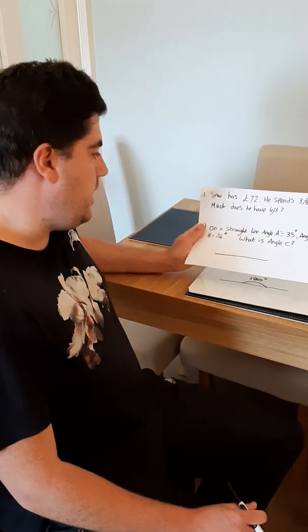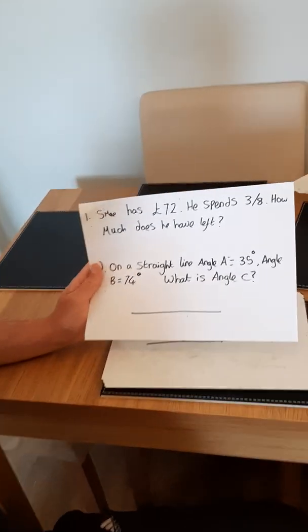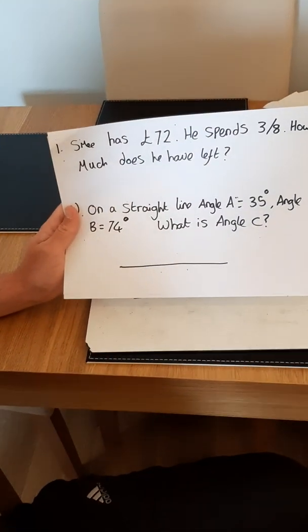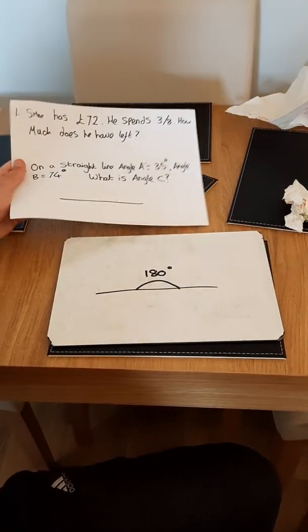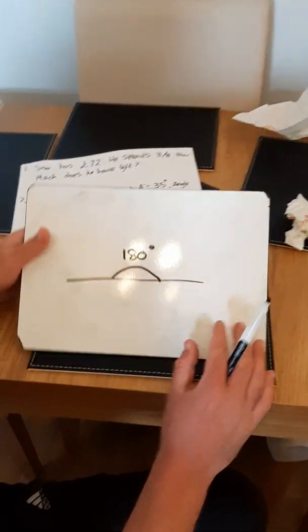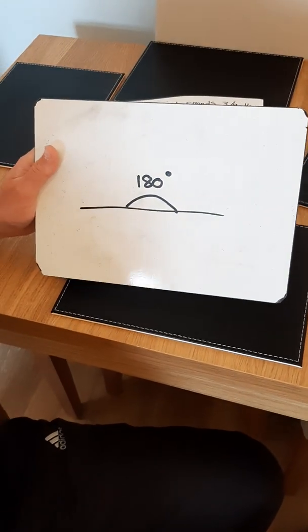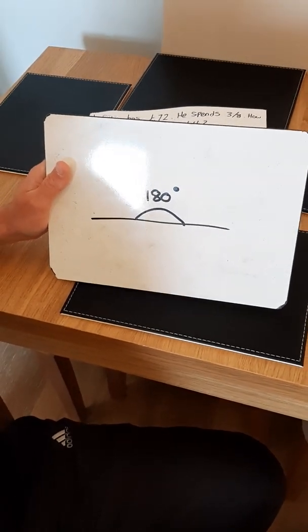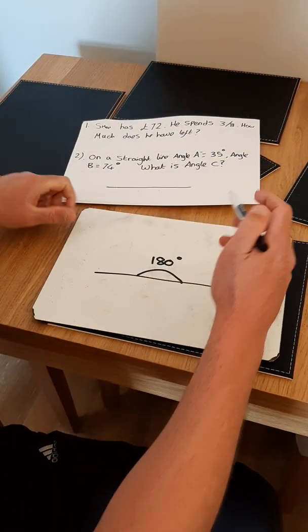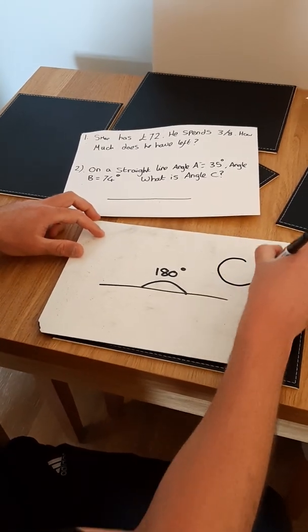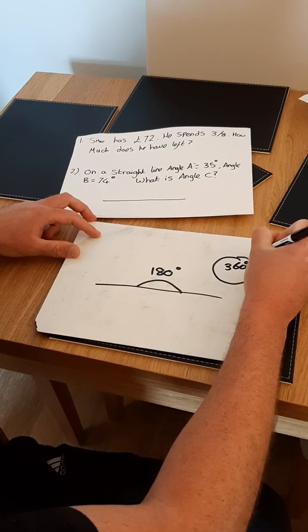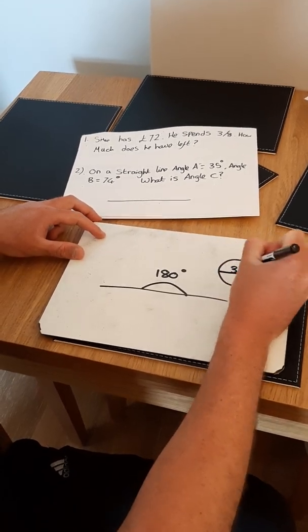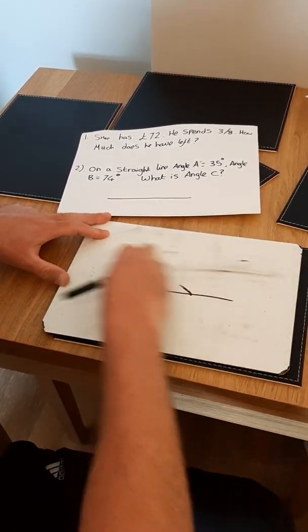Okay, so on a straight line, angle A is 35 degrees. Angle B is 74 degrees. What is angle C? Now the first thing we need to know, that a straight line equals 180 degrees. We know that a full circle is 360 degrees. So a straight line after that is 180.